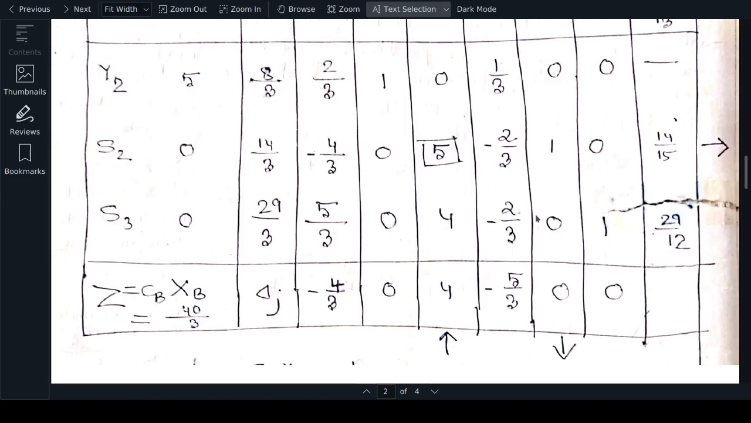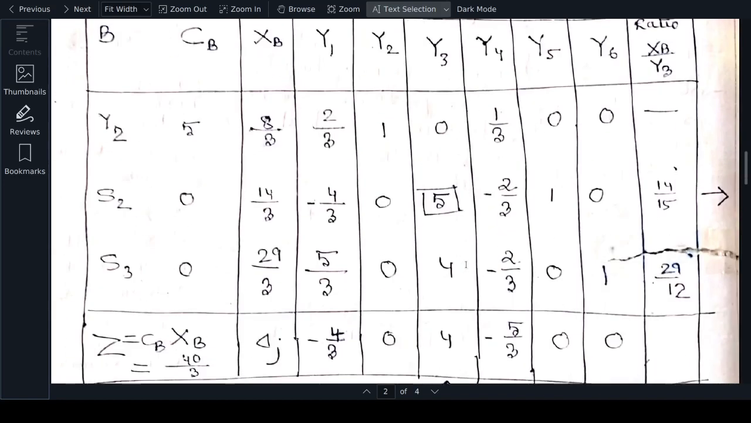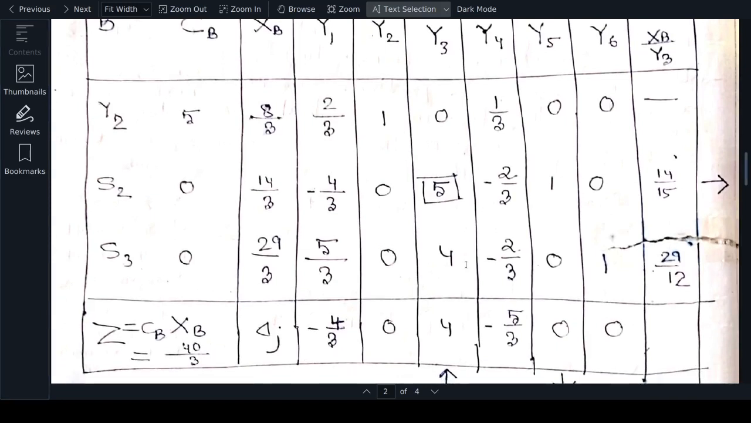Table number 2. Table number 2, first delta J value is what? Sir. Anybody? So minus 4/3. Yes, minus 4/3.